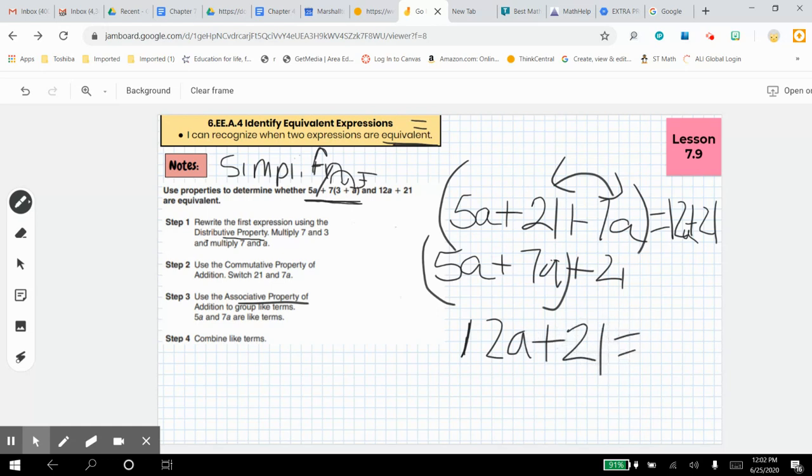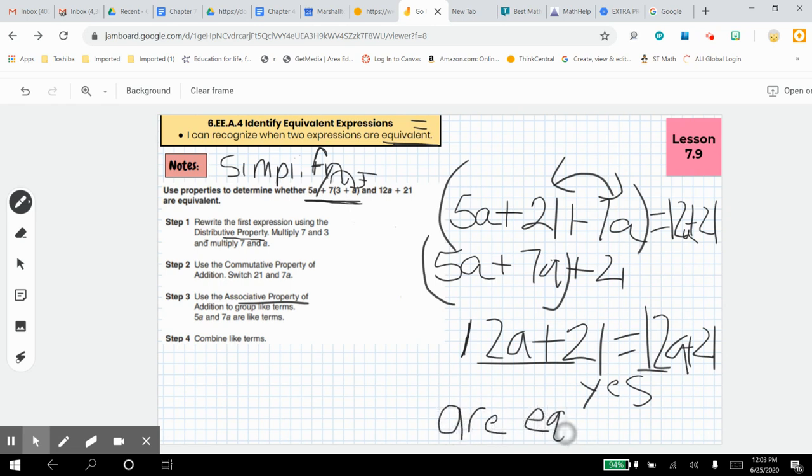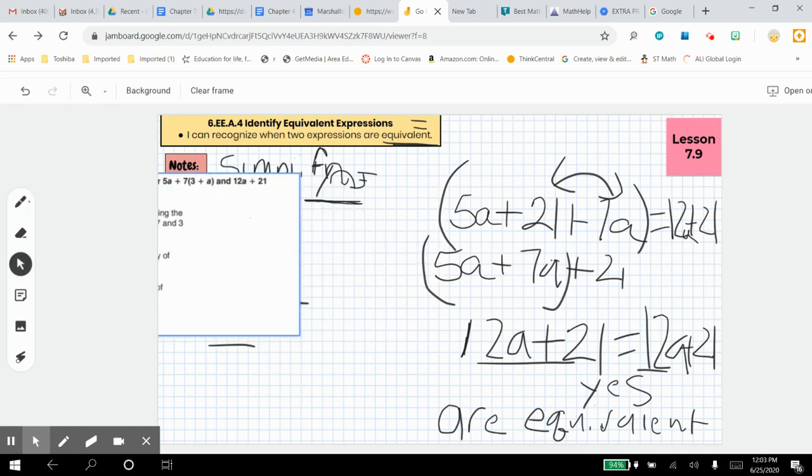Now I'm going to determine, is it equal to 12a plus 21? Sorry, that's so close. Are they the same? Well, the answer is yes. And if the answer is yes, then they are equal or equivalent. That would be the answer that I need to put for today. I have determined that they are equivalent. All right? Very good. So we combined like terms, boys and girls. This was the key.